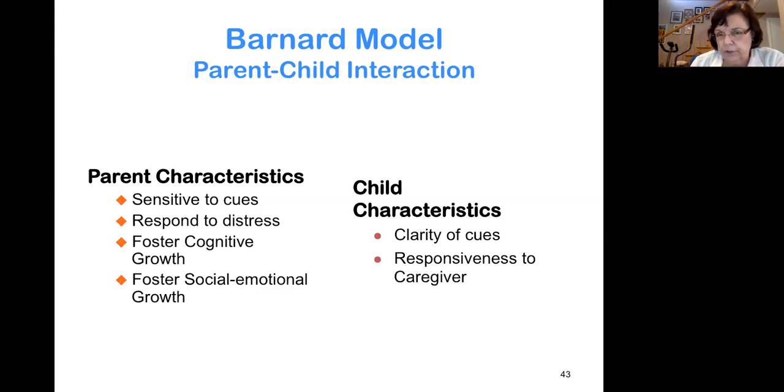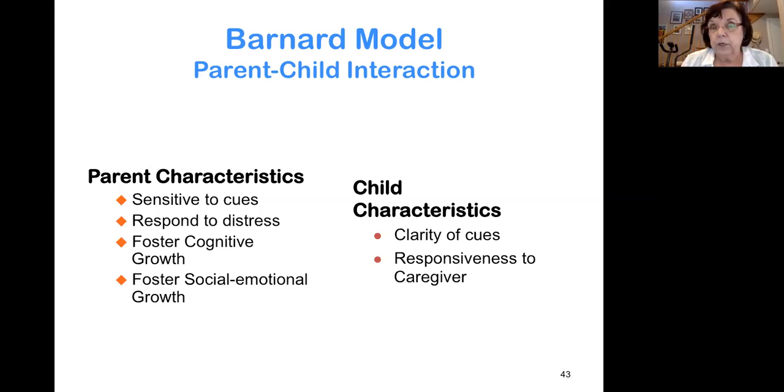How clear are they with their cues, and how responsive are they to a caregiver? Hopefully many of you have had the experience where you held a baby and babies just melt right into your shoulder, under your chin, and they're really good cuddlers, and that makes a caregiver feel so warm. But there are some other babies that you'll pick up and they will just stiffen up, and they don't like that, and some parents will interpret that as the baby not liking them.